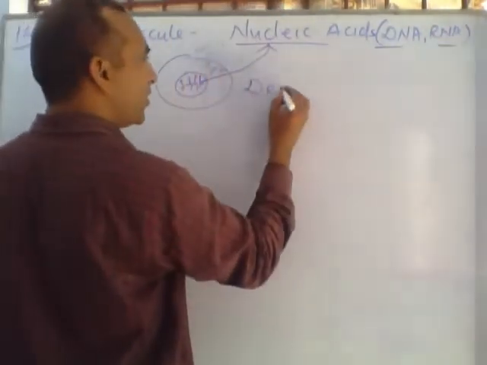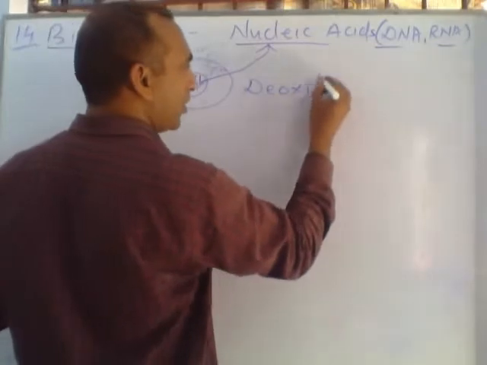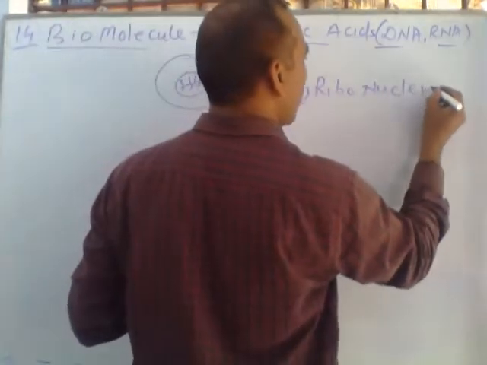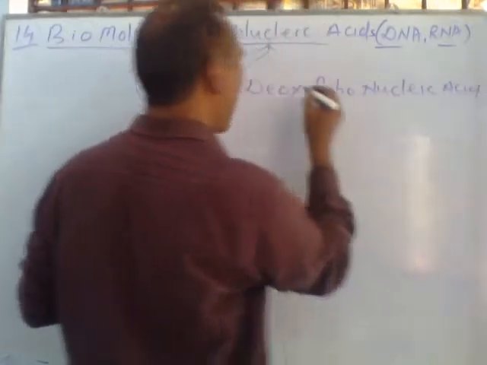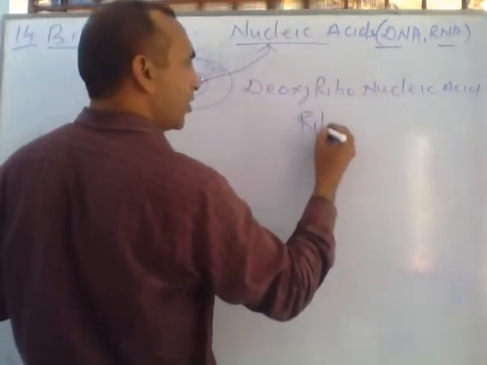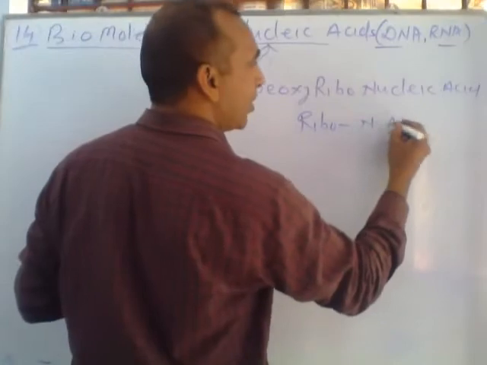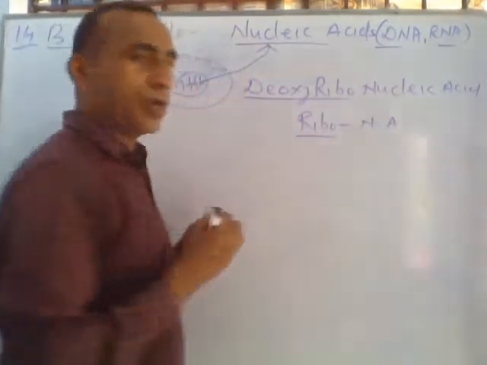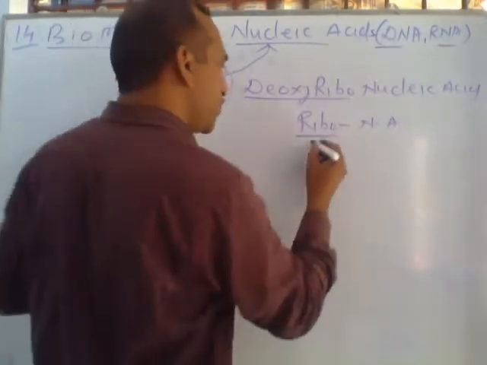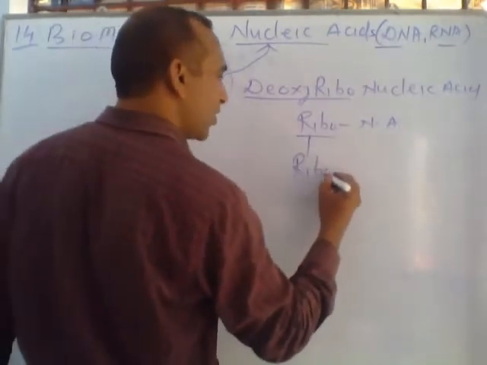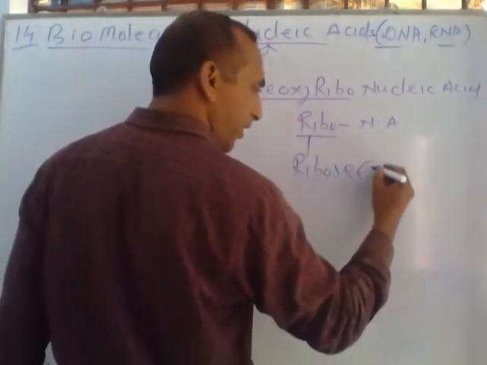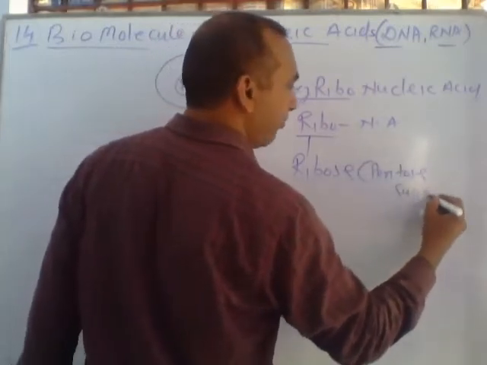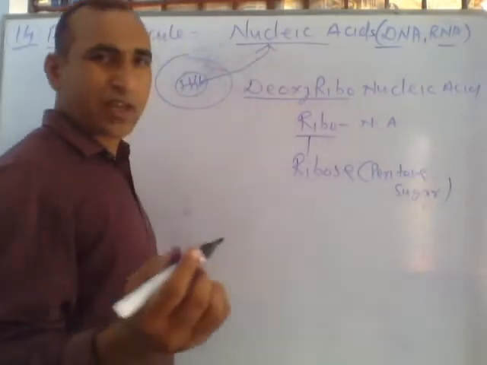DNA is deoxyribonucleic acid and RNA is ribonucleic acid. Here, deoxyribo and ribo. The ribo stands for ribose. Ribose is actually a pentose sugar. Pentose sugar means a sugar just like glucose.